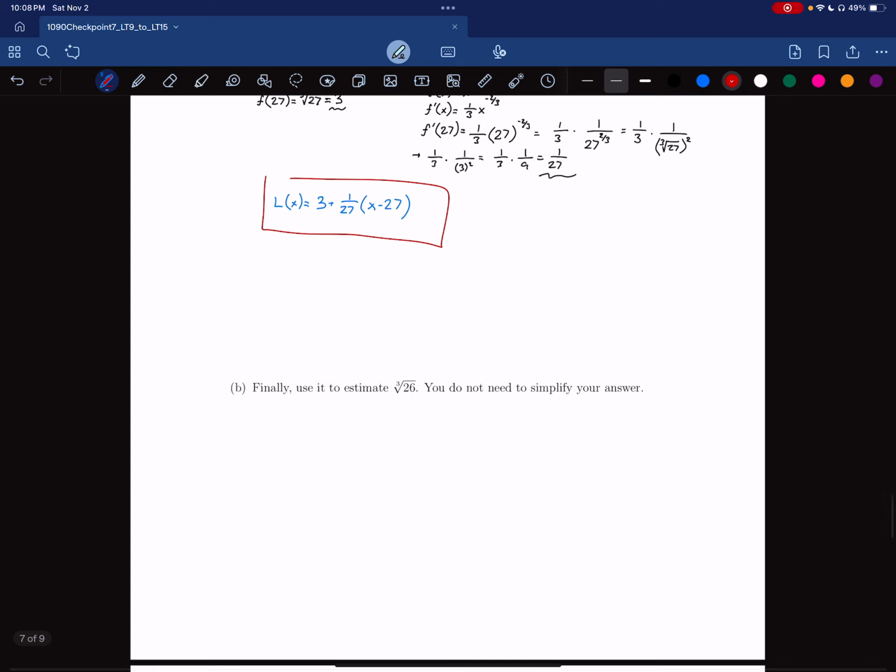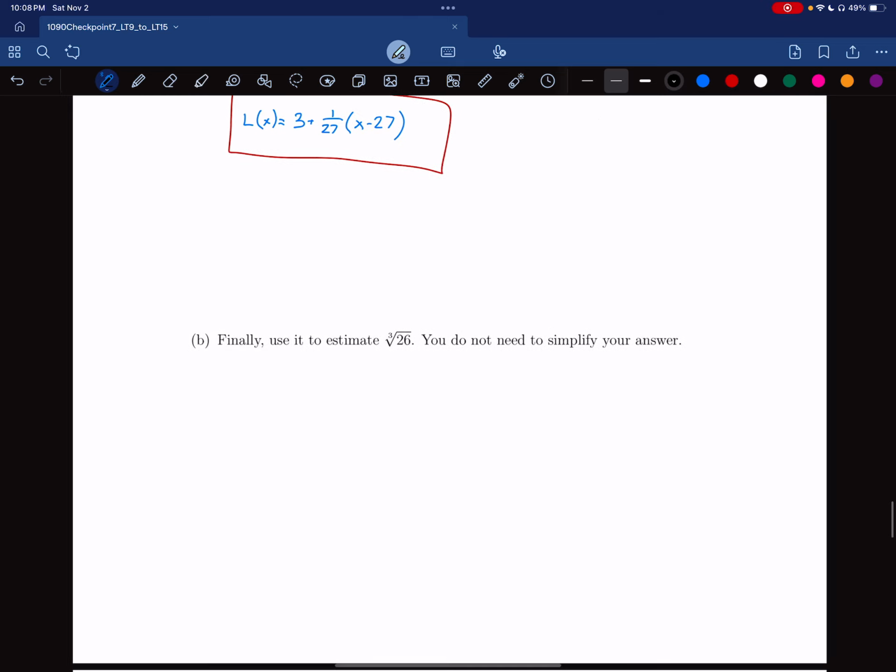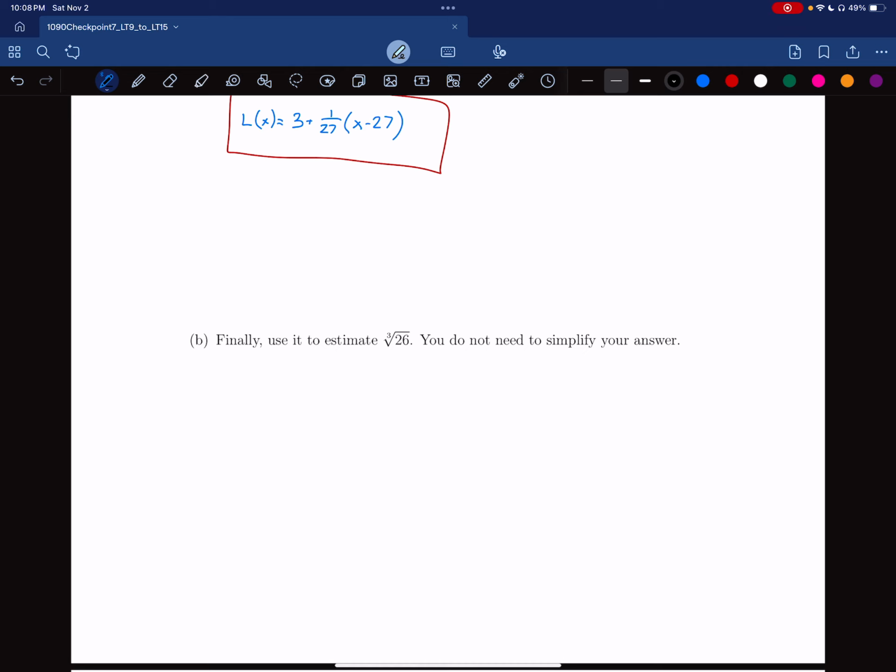Now we need to actually use this to estimate the cube root of 26. This step's pretty easy. All we really need to do is just plug in 26 to our linear approximation. So we'll have L of 26. This is going to be equal to 3 plus 1/27. And then our 26 goes in for x, so 26 minus 27. And then this piece right here, that just equals -1.